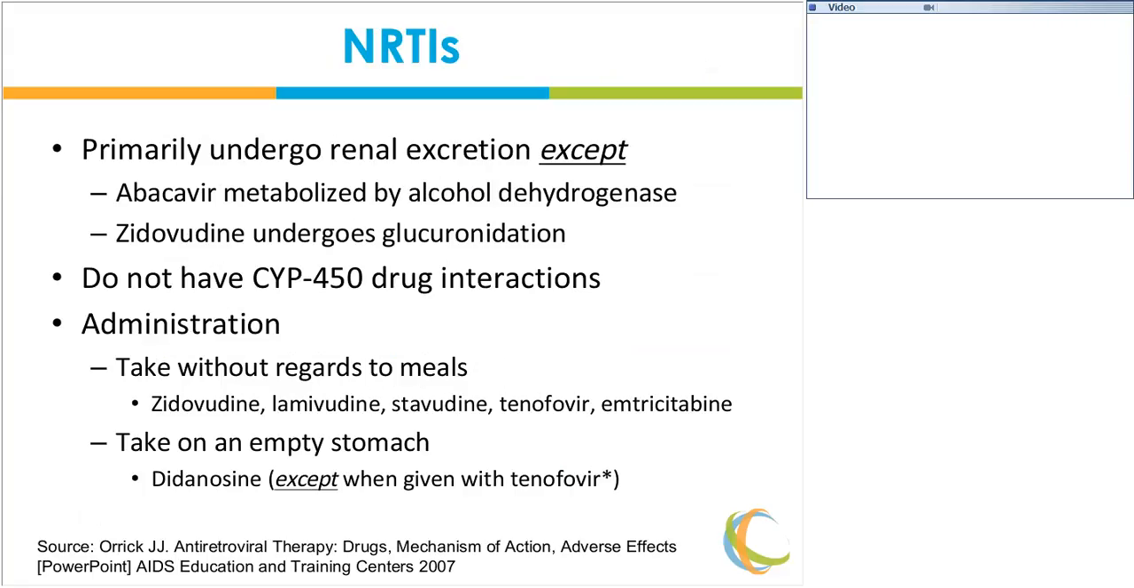When discussing some of the details of this drug class, it is important to know that they primarily undergo renal excretion, with the exception of 2 medications: abacavir, which is metabolized by alcohol dehydrogenase, and zidovudine, which undergoes glucuronidation. An important consideration when dosing these medications is therefore that you have to adjust for renal function, and you need to estimate renal function in order to dose these medications appropriately.